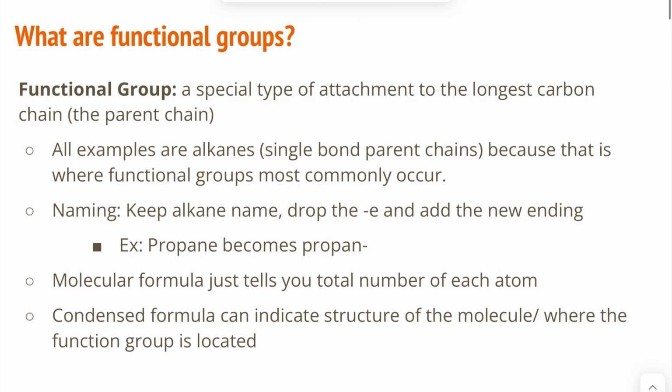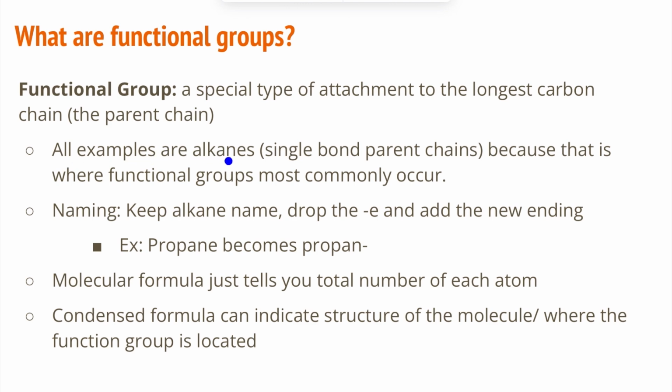So functional groups are special attachments to the longest chain or the parent chain. There are branched hydrocarbons where we might have a straight chain and then there are carbons that are branching off in the middle. We did not cover those, and so when we're looking at these, they are going to be our straight chain of hydrocarbons that might have a special group and attachment on something.